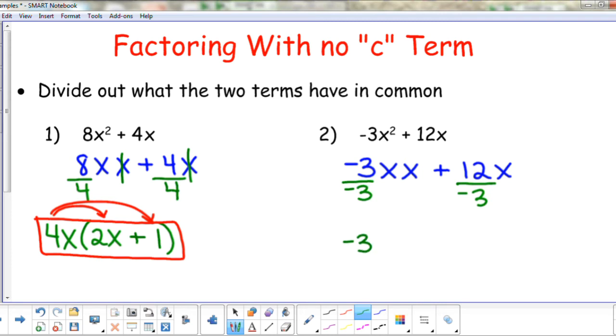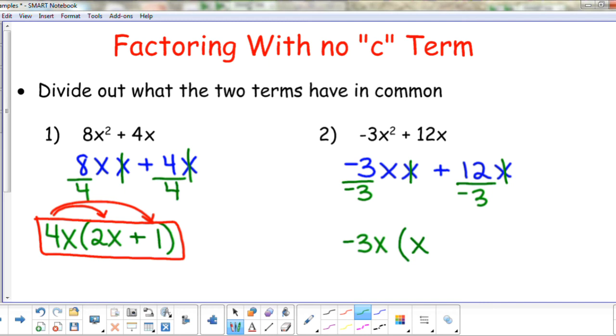I'm going to look at the x's as well. So I can take an x away from both. So I'm going to have a negative 3x in front. Now for what's left over, I'm going to take negative 3 divided by negative 3. That's going to be a 1. And I'm going to have an x with it.